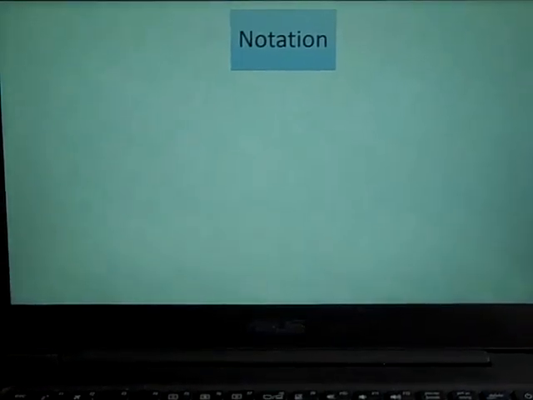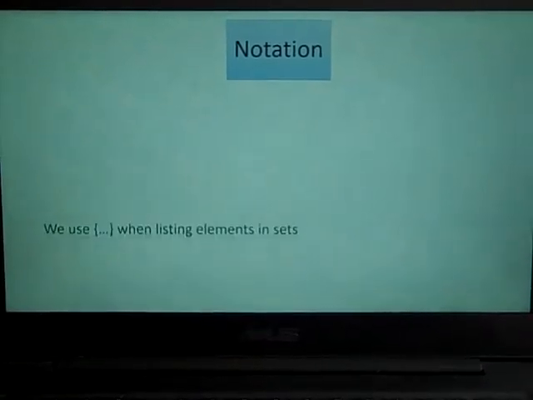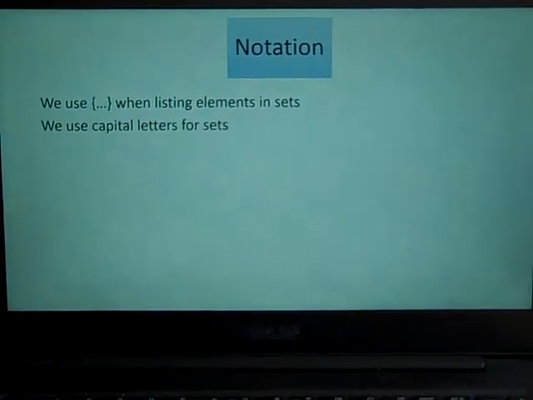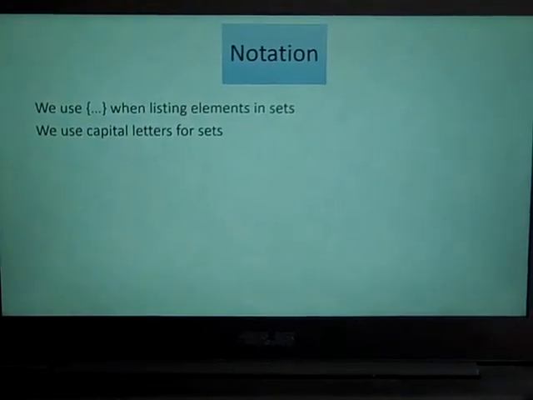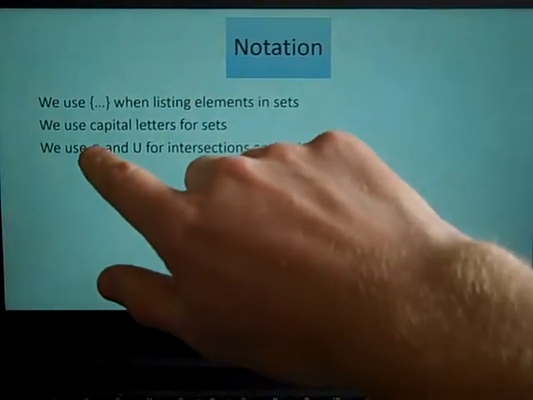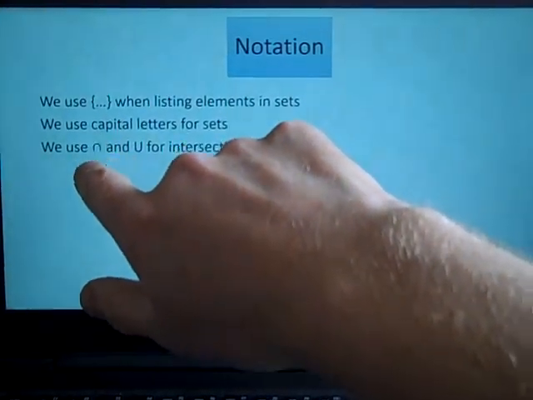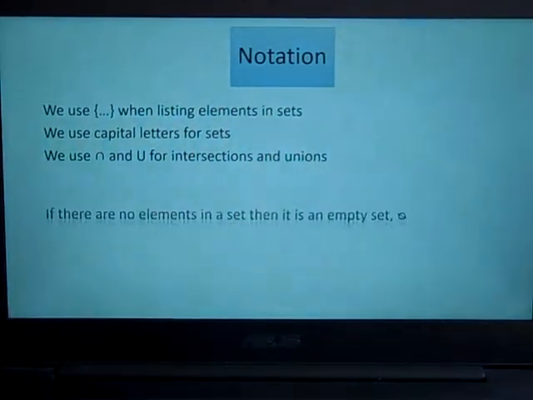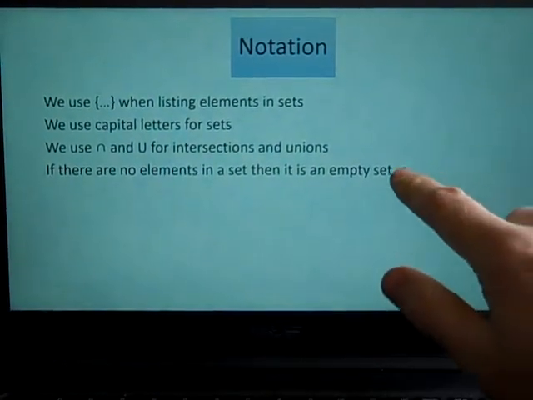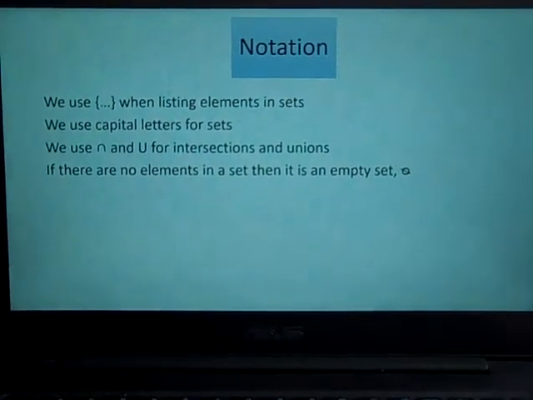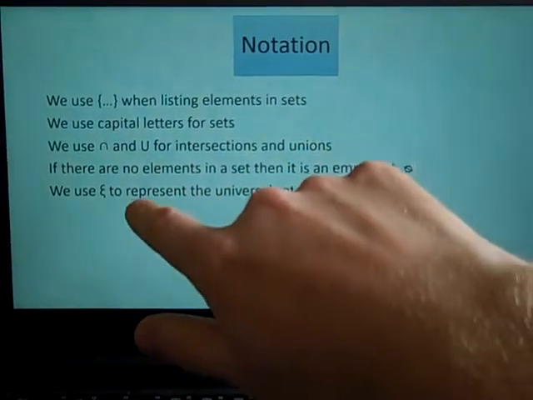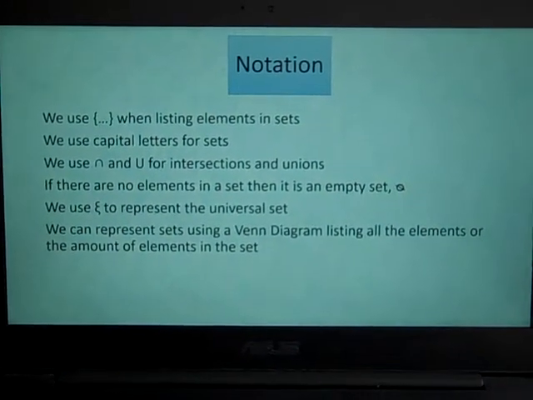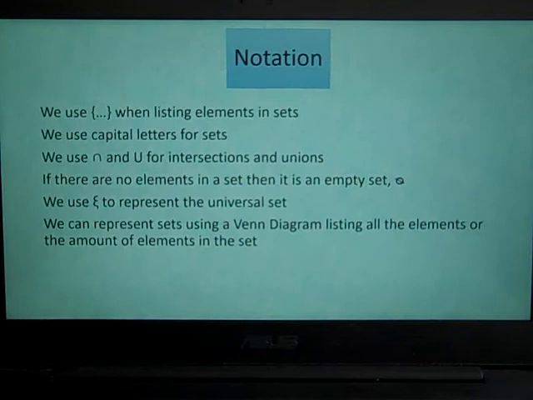Just a few bits of notation we've been going through there. We've got these brackets which you use when listing elements in sets. We use capital letters for the sets. We use these symbols, which look like an N and a U, for intersection and union. It's like a little bridge between them, and that represents all of them. If there are no elements in a set, it's an empty set, which is basically a 0 with a line through it. We use this symbol to represent the universal set, and we can represent sets using a Venn diagram, listing all the elements or the amount of elements in the set.